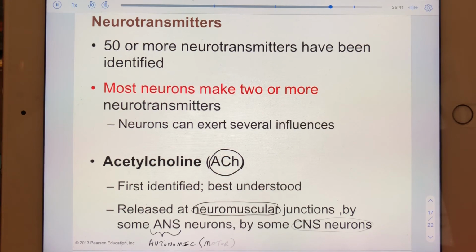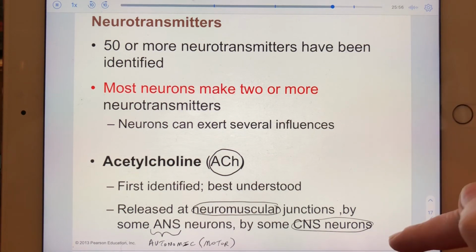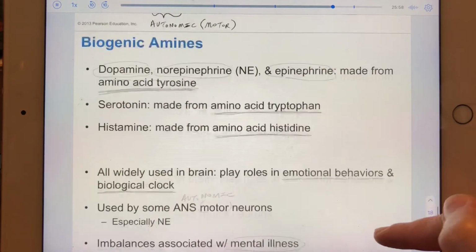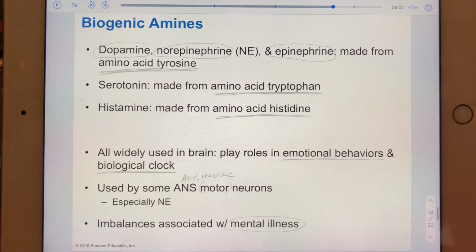Okay, which hopefully makes you think better. Okay, some of the autonomic neurons will secrete acetylcholine. Some central nervous system neurons will secrete acetylcholine. Other types of neurotransmitters, to name just a few, include the biogenic amines, into which dopamine falls, norepinephrine falls, epinephrine falls.